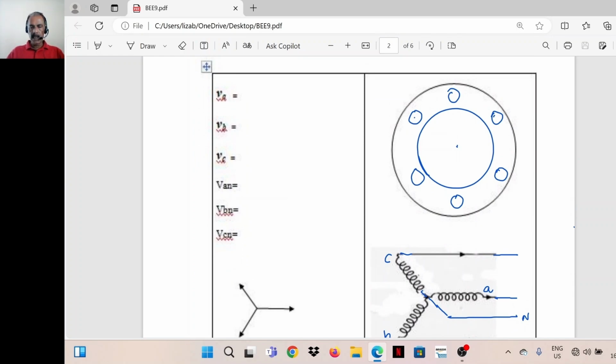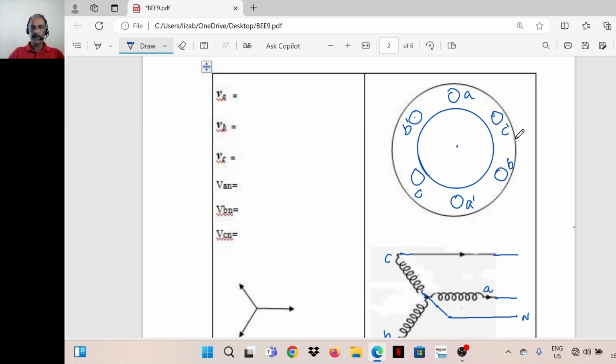Now, for example, let's take the simplest possible alternator. There are 3 coils, A dash, B dash, C dash. So how the conductors are arranged along the periphery: A, C dash, then B, then A dash, then C and B dash.